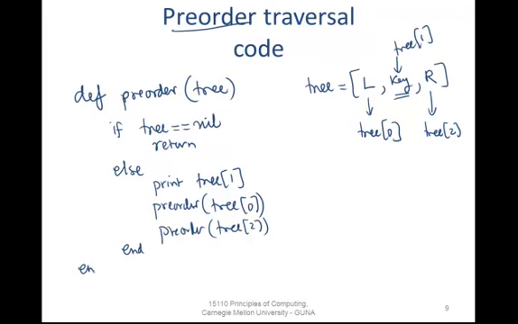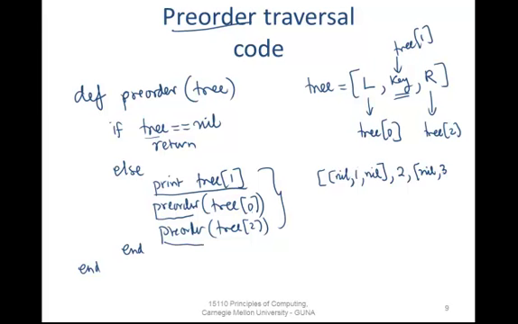So now what we have is a function that will process the root, in this case we print it, and then call the function recursively on the left subtree and call the function recursively on the right subtree. And the preorder tree, if the tree is nil, then return. Let's see how this works. So let's say that we have a tree like this. So nil 1 nil, so this is your left subtree, and here's your root, and here's your right subtree.